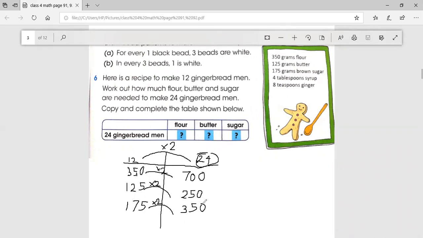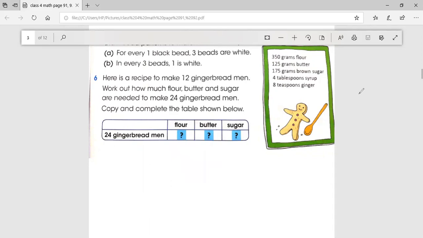So this is the answer. Here the answer is 700. This will be 250. And this will be 350. This is 350, okay? So this is finished. Next, a new lesson.